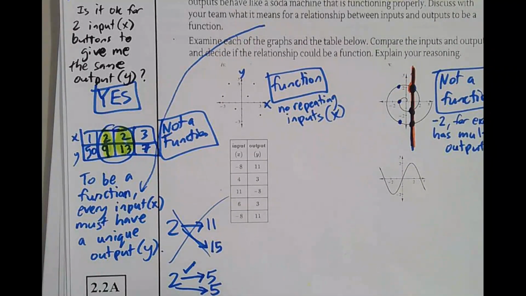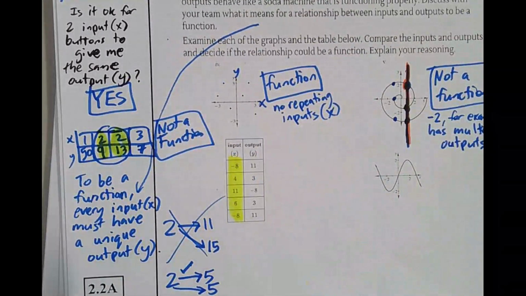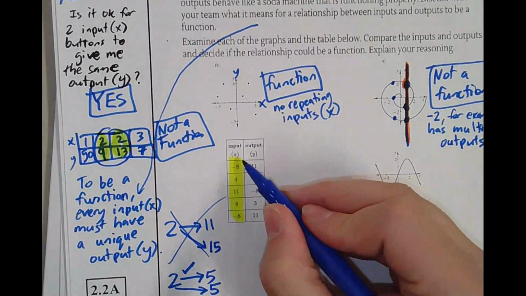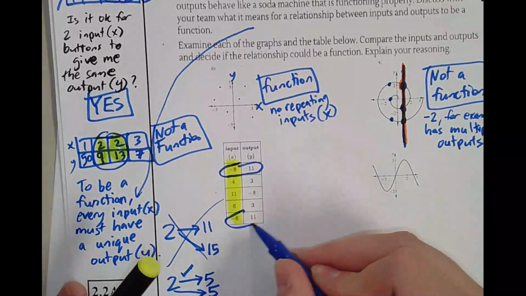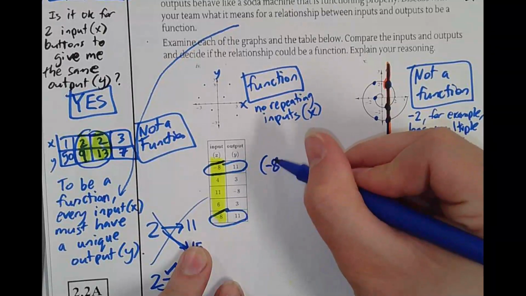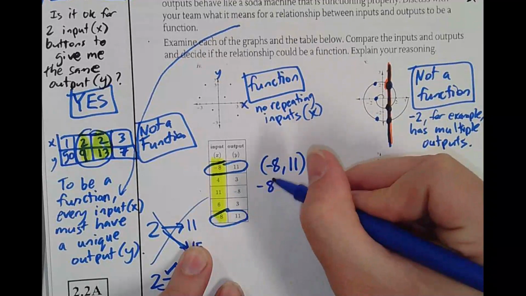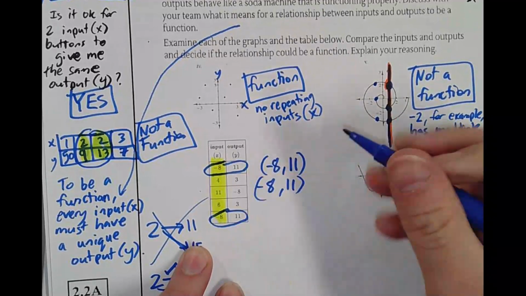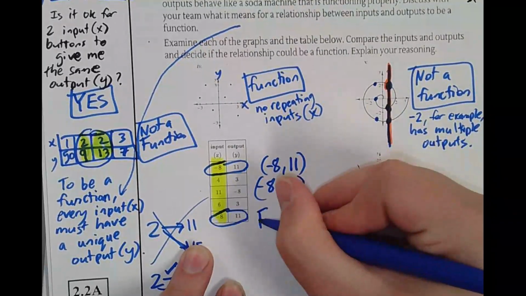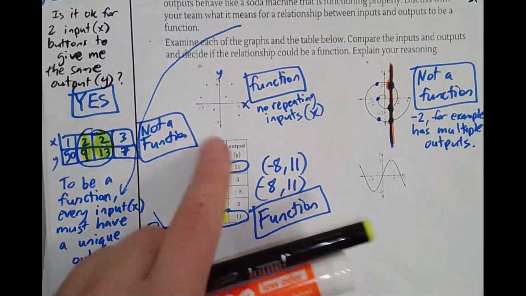Do we have any repeating inputs? Where are they? Yeah, negative 8. Negative 8 repeats. This is a good one, though. Negative 8 gives us 11, and negative 8 gives us 11. Is this okay? Yes. This is a function. It's just repeated, and that's okay.